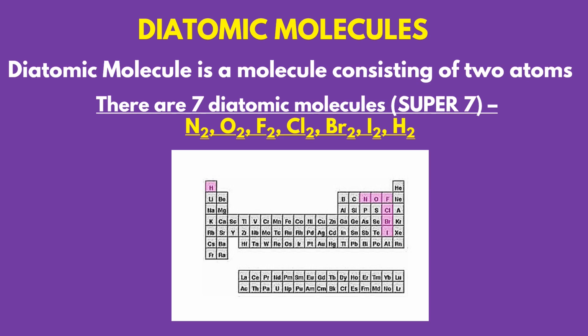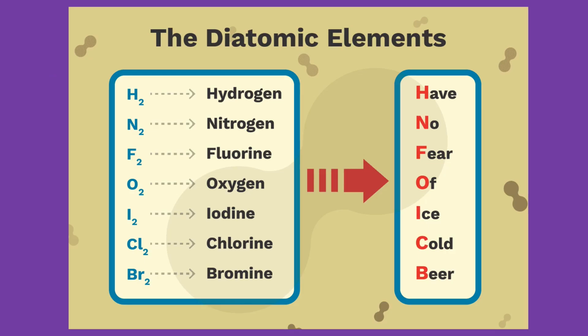Bromine is a liquid at room temperature, while the other elements are all gases under ordinary conditions. As the temperature is lowered or pressure is increased, the other elements become diatomic liquids. To easily remember the 7 diatomic molecules, we can use the acronym "Have no fear of ice-cold beer."